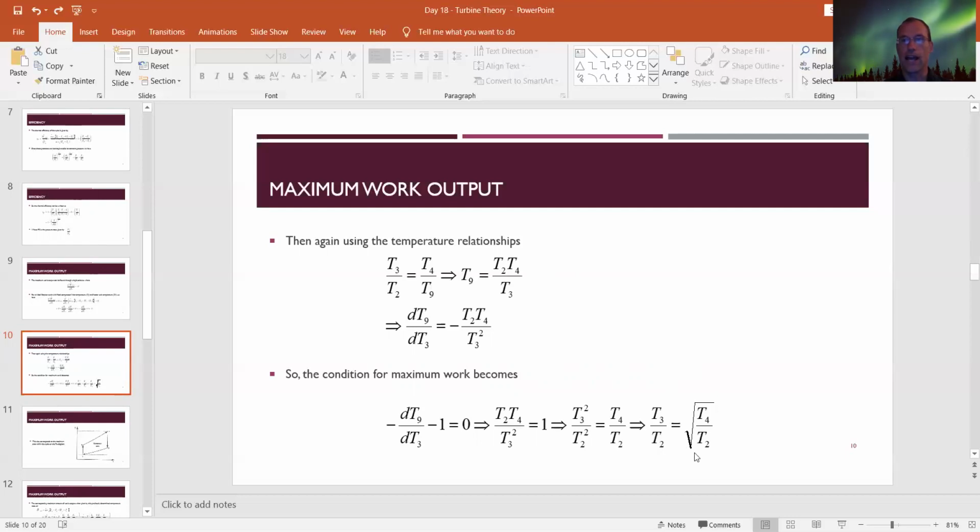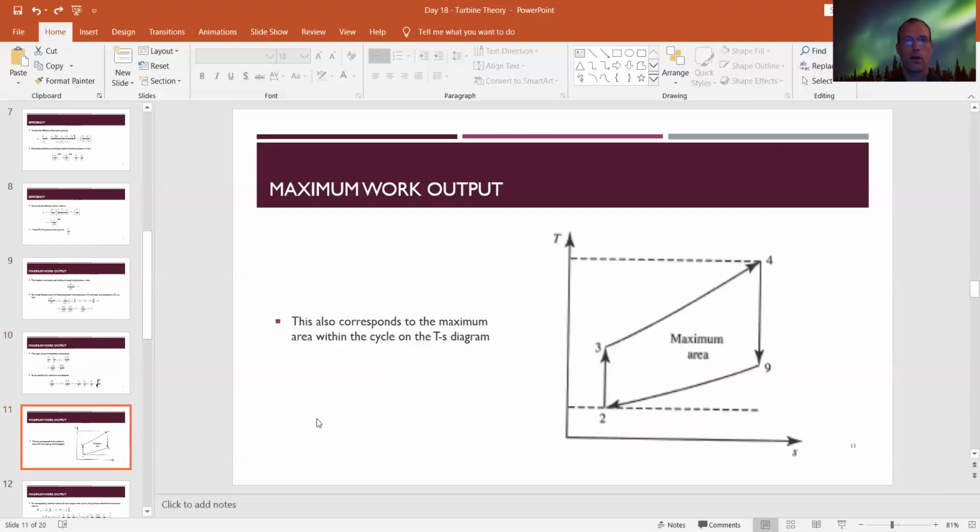And that's where I have the maximum amount of work. As long as my temperature ratio through my compressor is equal to the square root of the temperature coming out of the burner divided by T2, that's going to give me the most work possible out of this turbine. That situation of T3 over T2 equaling the square root of T4 over T2 also corresponds to the maximum area inside the TS diagram. So that's another way to find the maximum energy, or maximum work, I mean.